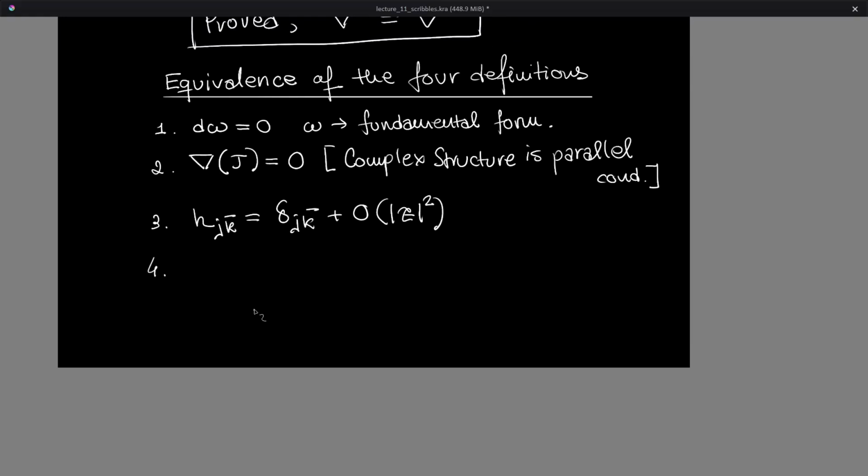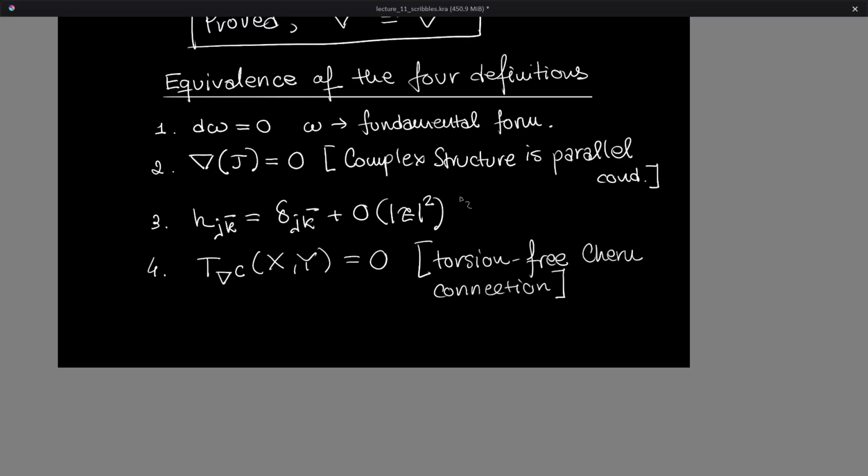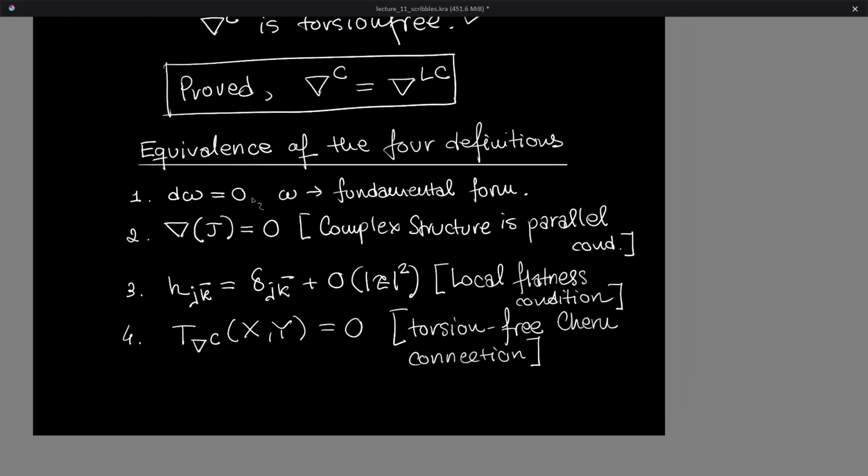And number 4, the one we just did, is that the Chern connection, nabla C, is torsion free, so the torsion of nabla C is 0. And we could call this one the local flatness condition. So in fact, we call this one the Kähler condition, right? In fact, these are all the Kähler condition, and they're just disguised in different forms.